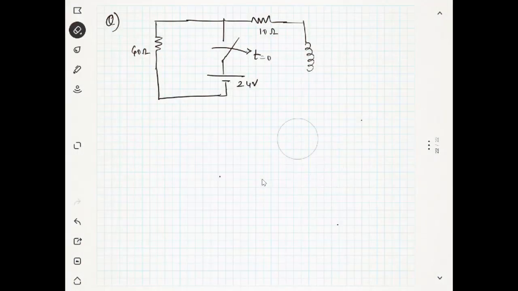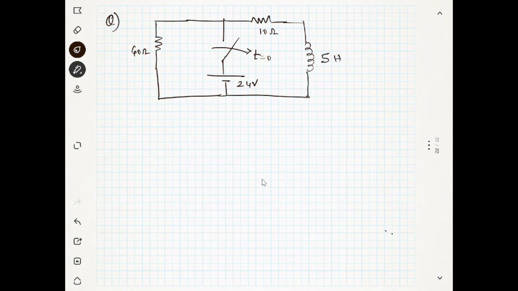I will explain to you through this problem, then it will be clear. Don't mix up the things. So this is 5 Henry. Now the switch was closed for a long period. It means that your circuit was in steady state for a long period. That's the meaning. I hope that is clear to you, right? Yes, the circuit was in steady state for a long period.